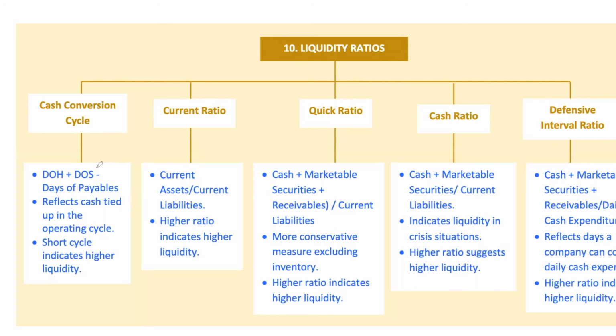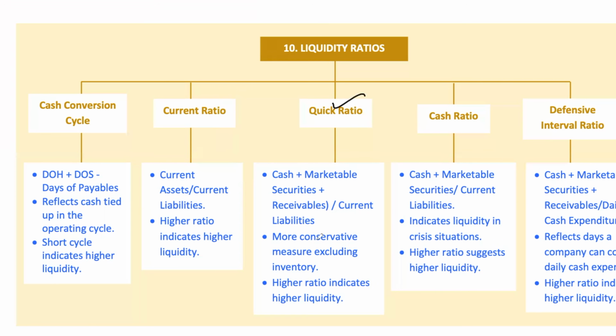Next up, we've got the current ratio. A higher current ratio indicates a higher level of liquidity. It means the company can comfortably meet its short-term obligations. But watch out. If this number is too high, it could mean the company is hoarding cash or has lots of unproductive assets.